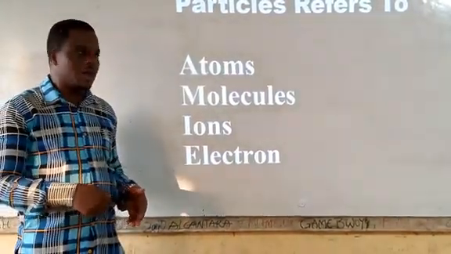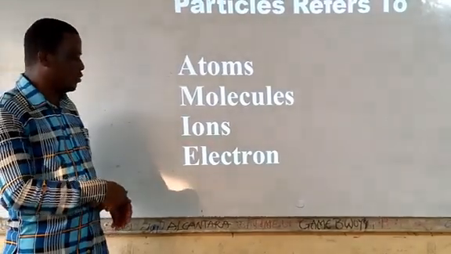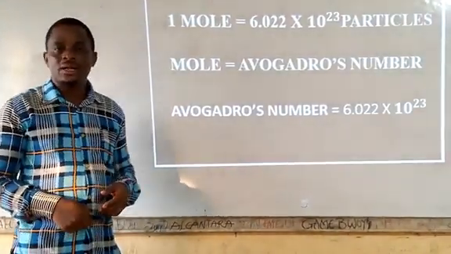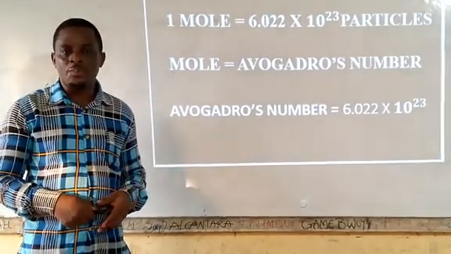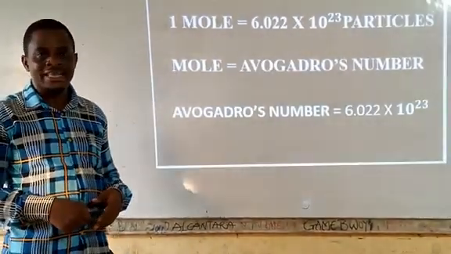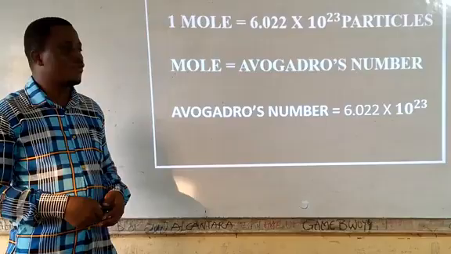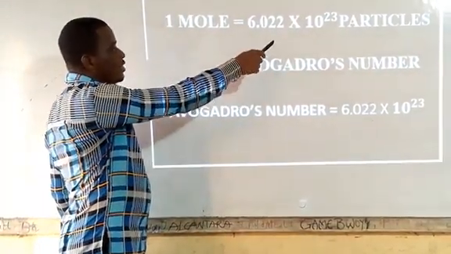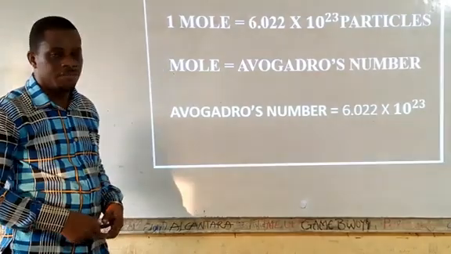The particles refer to atoms, molecules, ions, and electrons. So, just as one dozen contains 12 pieces, and one crate of eggs contains 30 pieces of eggs, one mole of a substance contains 6.022 times 10^23 particles.